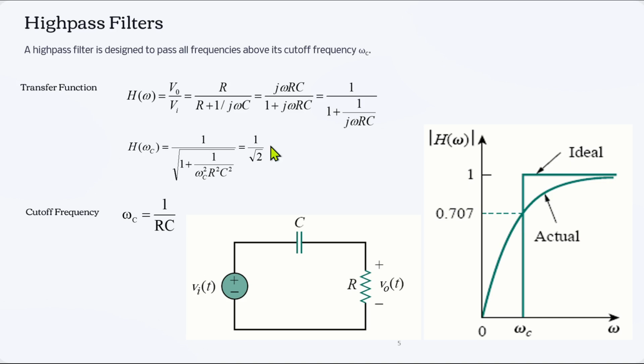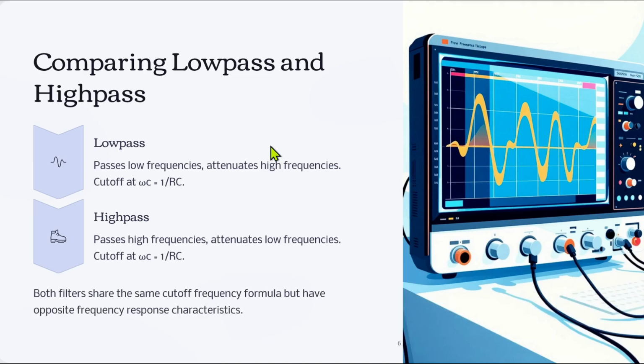Now moving ahead, next is comparing low pass and high pass filters. As we have already discussed, the low pass filters pass low frequencies and attenuate high frequencies, and the cutoff is omega c equals 1 by RC. Then the high pass filter passes the higher frequencies and attenuates the lower frequencies, and the cutoff is similar, which is omega c equals 1 by RC.